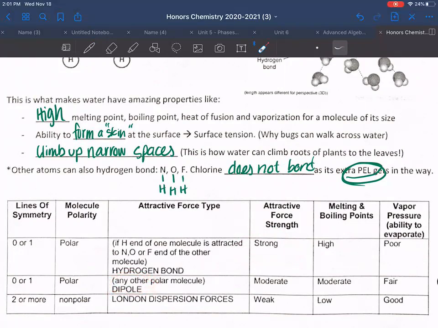Dipole attractions in polar molecules. They're about middle of the road, so moderate melting point. They're okay at volatilizing. And then we have our nonpolar that shows LDF, which have a weak attraction force, low melting points, and are good at evaporating. Are there any questions on this content?